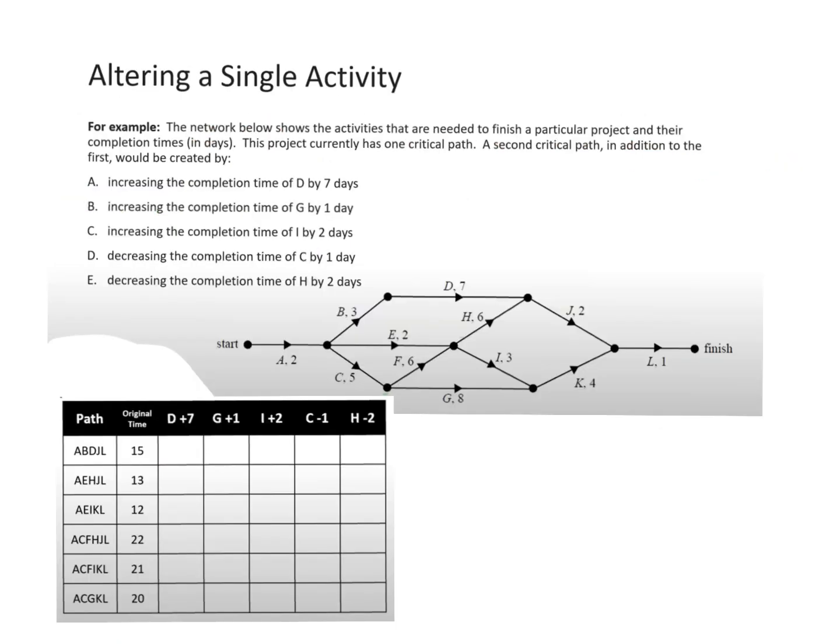Okay, so here's altering a single activity. For example, the network below shows activities that are needed to finish a particular project and their completion time in days. The project currently has 1 critical path. A second critical path, in addition to the first, would be created by... Now, this is where we're getting... so it only has one critical path at the moment, but if we make these changes or crashes down here, it's saying what will happen.